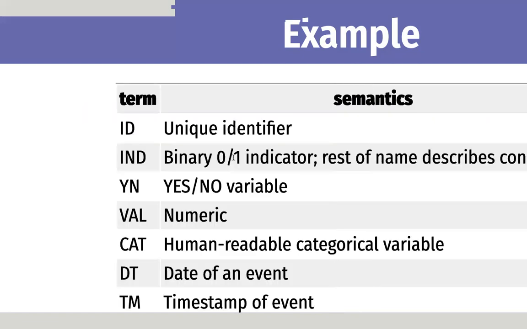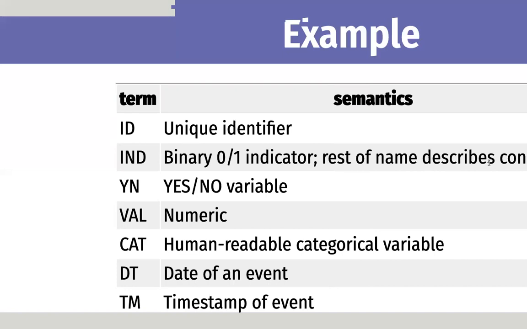And the semantics behind those terms, for example, in the column name contract I've set up here: ID is always going to be a unique identifier. This is important because later, when we're doing some testing, if you know that a variable that has the term ID in it is a unique identifier, then you would expect every value in that column to be distinct. So you can test for that later. IND, an indicator, is going to be a binary 0, 1. The rest of the name is going to describe condition 1.